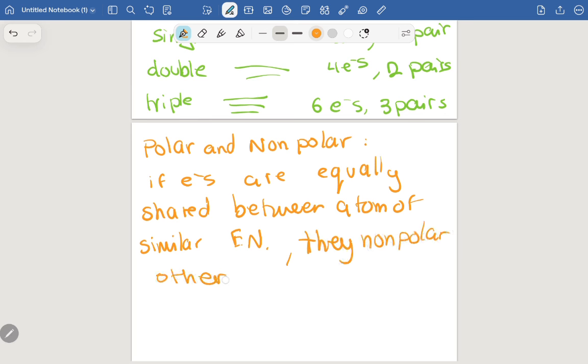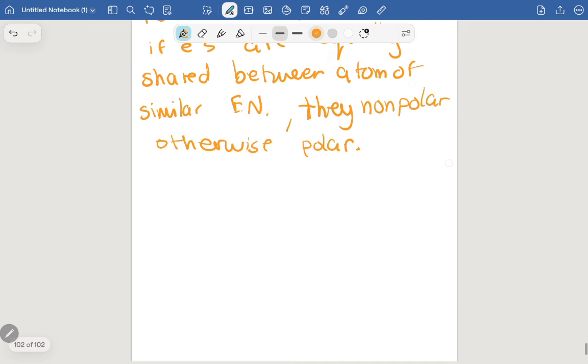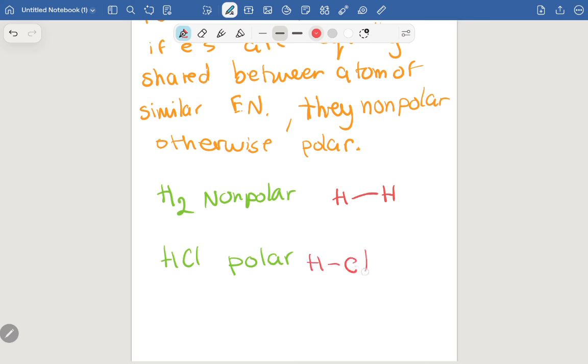Okay? So let's take an example. Let's take the reason why hydrogen H2 is non-polar, whereas HCl is polar. Very simply, if we drew H2, it would be H single bond H, and HCl is H single bond Cl, right? So, H and H have the same electronegativity, which means they will equally share the electron. Whereas Cl has a greater electronegativity, so most of the electron will go to Cl. This is the definition of polar and non-polar.